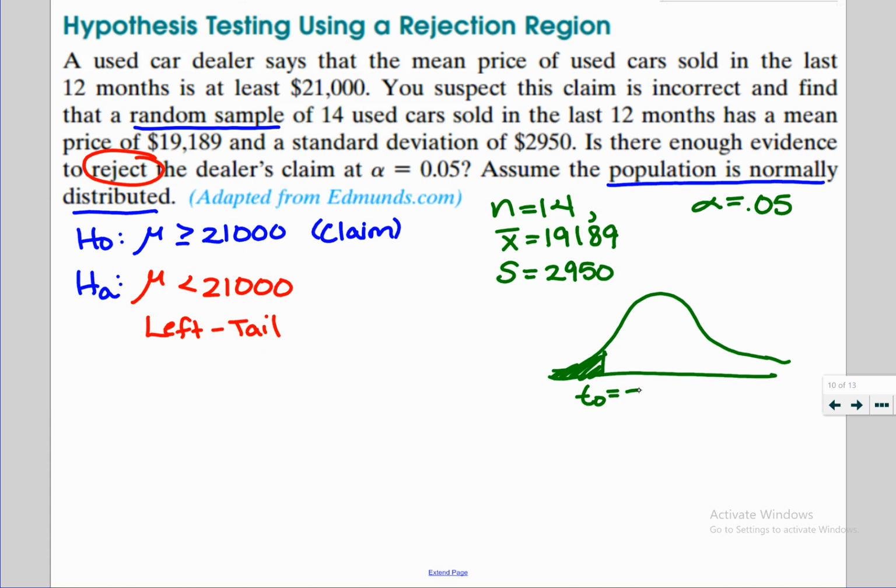What's the degrees of freedom for this one? 13. You could always label it if you needed to. It's always one less than our n. So if I go in that second column down to 13, I'm going to get 1.771.